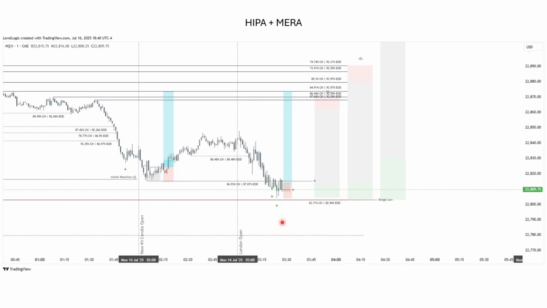Okay, like the first trade, let's go back and look at what HIPA and MERA are telling us. So HIPA is pretty much the same. We've still got all this liquidity stacking up and clustering to the upside, so that's a really good target. And MERA is better than it was before on this original trade. We're now definitely in extreme discount of the range across the 1 hour, 4 hour, and 12-hour time frames.